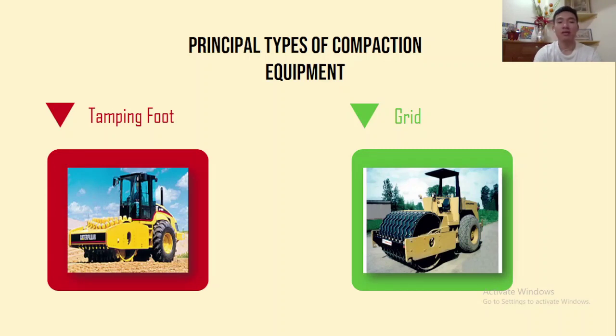So lastly, the grid rollers. Grid rollers are a type of roller that has a network of steel bars which create a grid-like pattern, as you can see in the picture, on the steel drum. The grid may also be ballasted with concrete blocks or steel attachments for more contact pressure. These types of rollers are generally towed or pulled behind a tractor or another heavy machine.